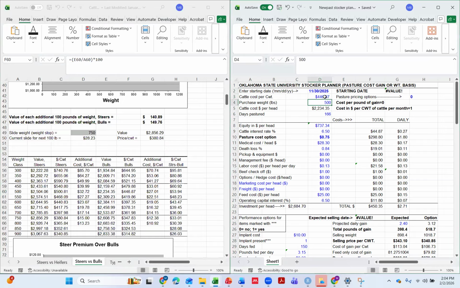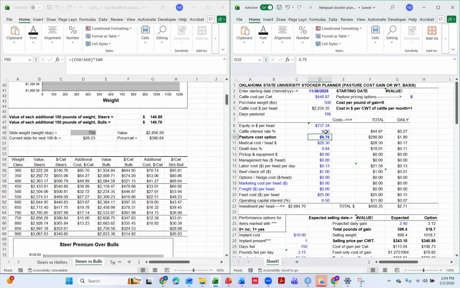446.87, 500-pound bull. They're pastured for 166 days. So the steer cost us $2,500 to purchase. This group of bulls cost us $2,200 to purchase. So the amount of money we're putting in is going to decrease because we're still only going to put down 33%.